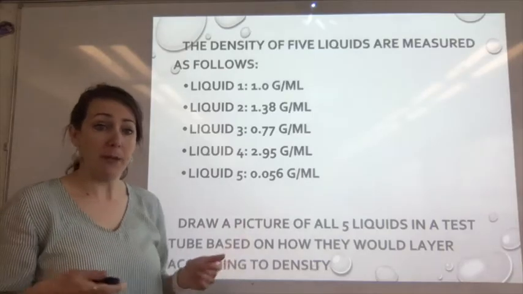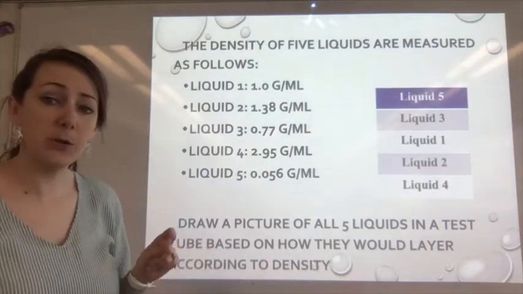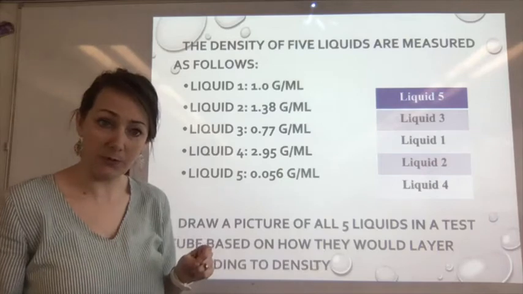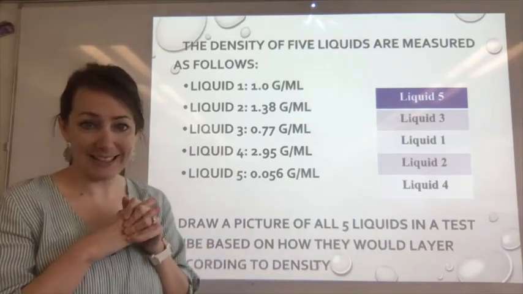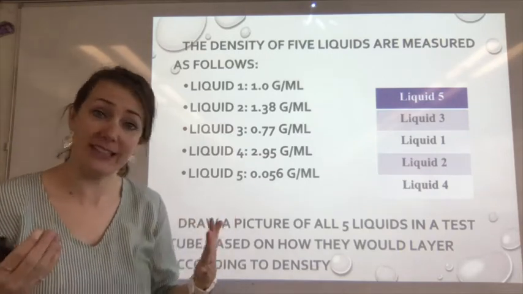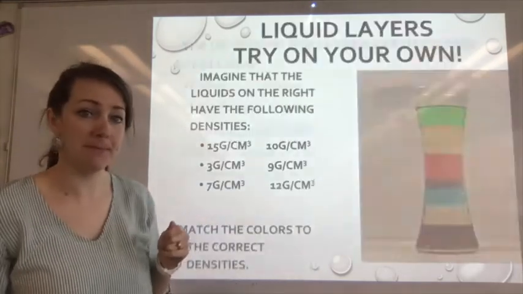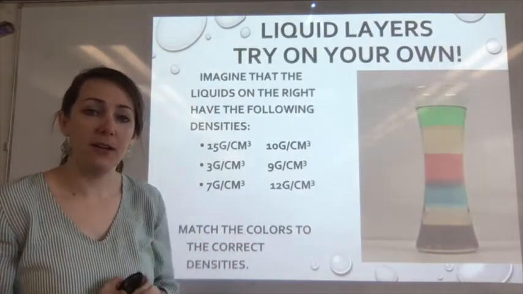So what you should have come up with is this. Liquid 5 on top, liquid 3, liquid 1, liquid 2, and liquid 4. What do you know liquid 1 is? Did you say water? Because that's correct. So we know that the density of water is always going to be 1.